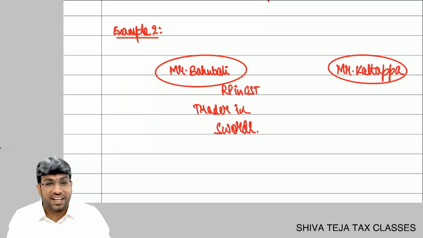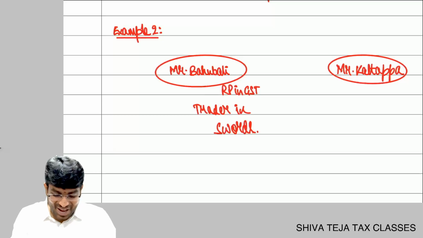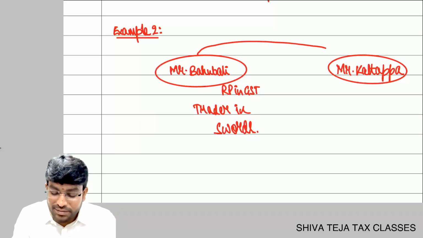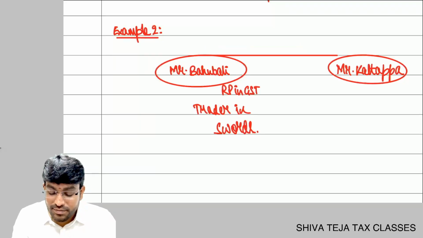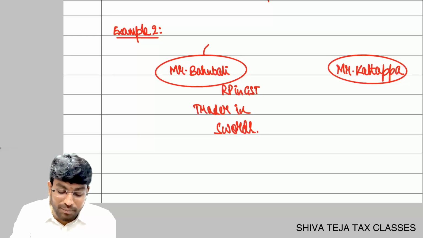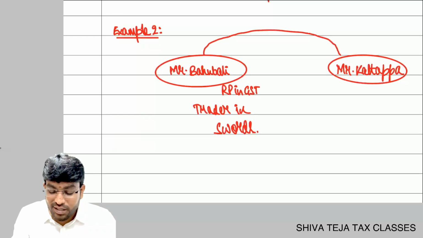They have a person, Mr. Kattappa. What has happened is, Bahubali supplies goods to Kattappa, but he didn't know that it is for him only.